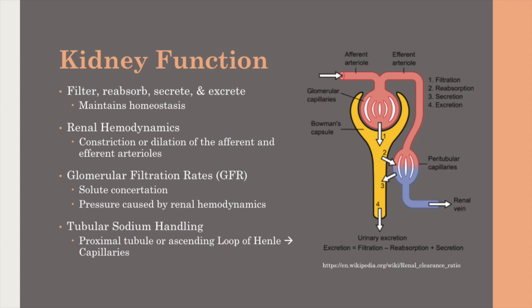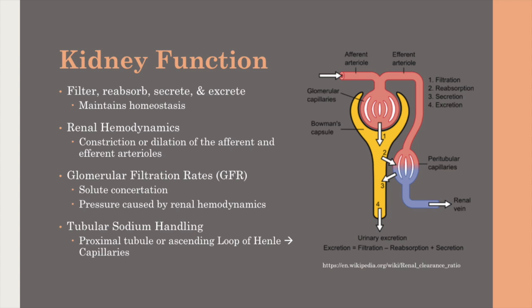The nephron works to filter, reabsorb, secrete, and excrete solutes between the blood and the urine in order to maintain blood-solute homeostasis. Solute homeostasis can be controlled by various factors, such as renal hemodynamics, glomerular filtration rates, and tubular sodium handling. Renal hemodynamics refers to the ability of afferent and efferent arterioles to constrict or dilate, which results in different blood pressure buildups within the glomerular capillaries.